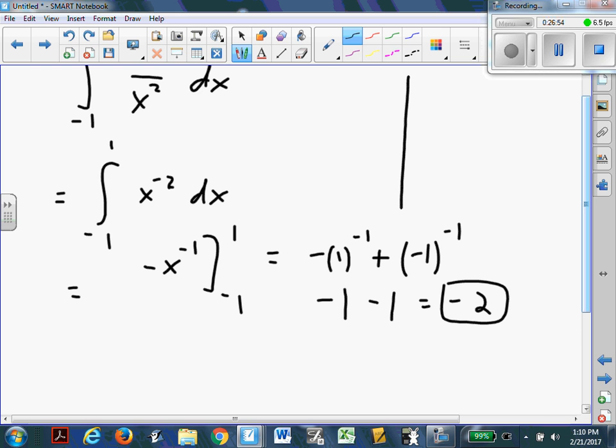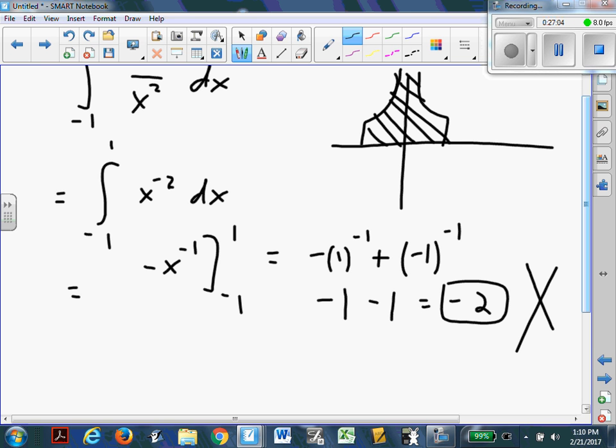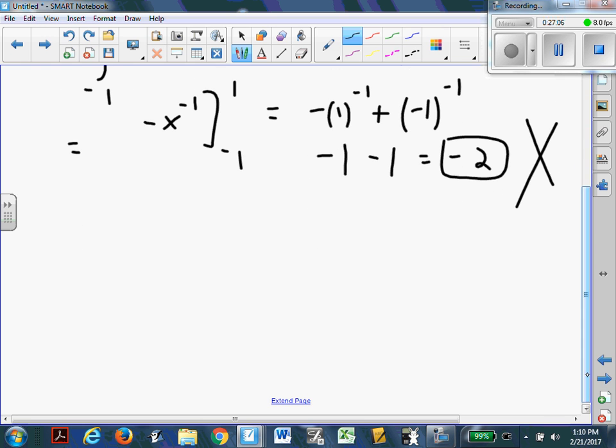If you look at this region, though, notice that all of this region is above the x-axis. So this can't happen. And this is why we have improper integrals. The problem here is that this function that we're integrating is unbounded as x approaches 0.